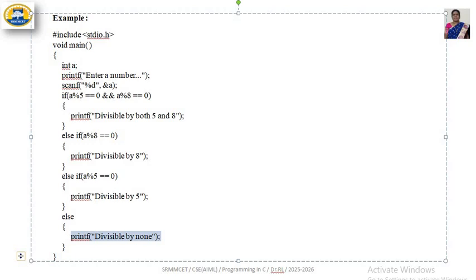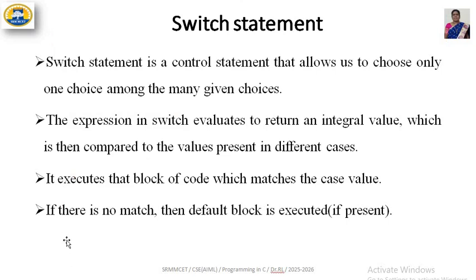So next, another decision making statement, the switch statement. The switch statement is a control statement that allows us to choose only one choice among the many given choices. The expression in switch evaluates to an integer value, which is then compared to the values present in the different cases. It executes the block of code which matches the case value. If there is no match, then the default block is executed.